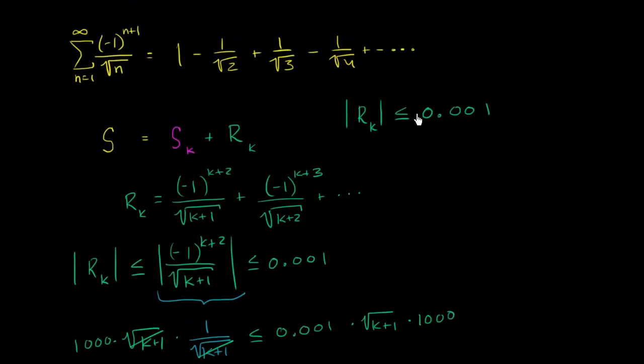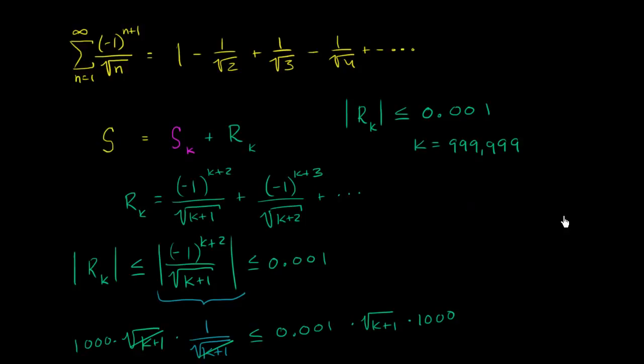So let's write that down. The smallest k for which this is true is k is equal to 999,999. Now let's convince ourselves that if we take the partial sum of the first 999,999 terms, the absolute value of the remainder is actually going to be less than this. So far we've just worked from the premise that it will be, but let's actually look at that and feel good about it. And once again, I encourage you to pause the video and try it on your own.